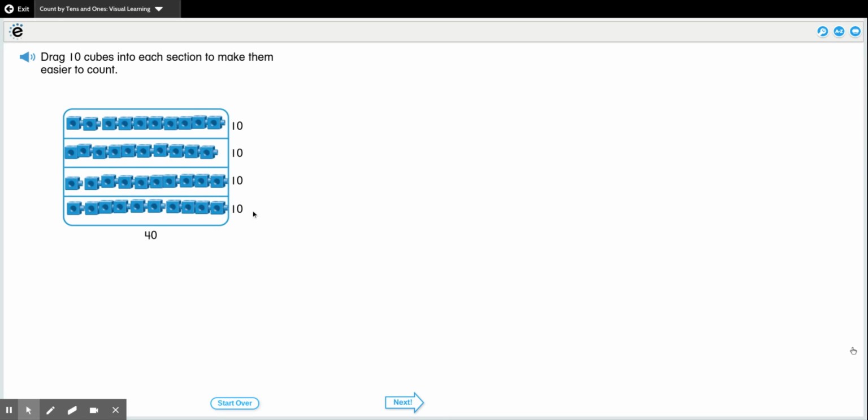So now, instead of counting 1, 2, 3, 4, 5, 6, 7, 8, 9, 10, 11, 12, 13, 14, 15, 16, 17, 18, that's a lot of counting. Now what we can do is we can say 10, 20, 30, 40, because every row has 10 and we can count them by tens. Good job, kindergarten.